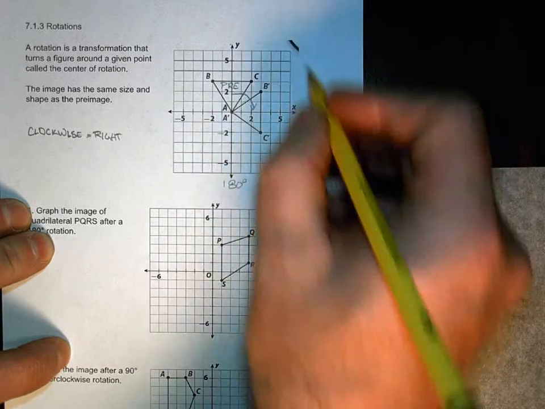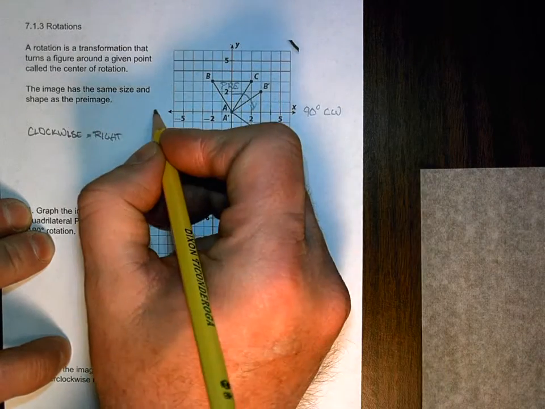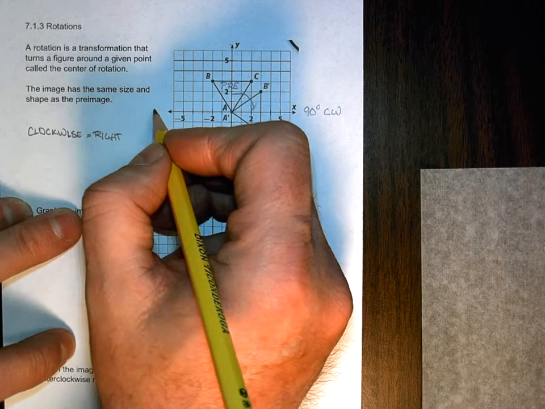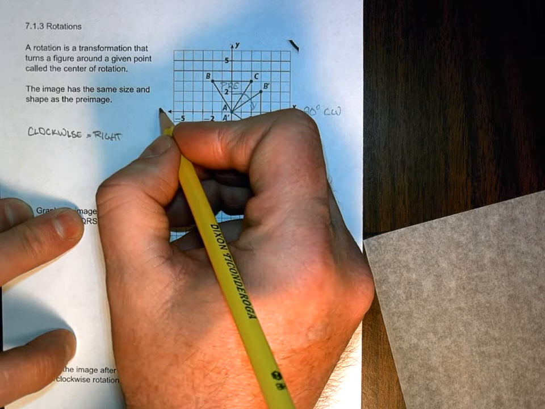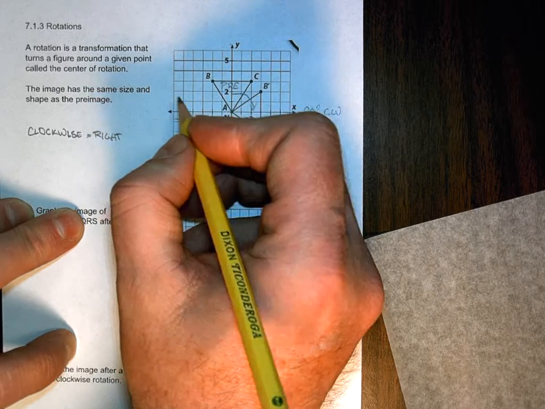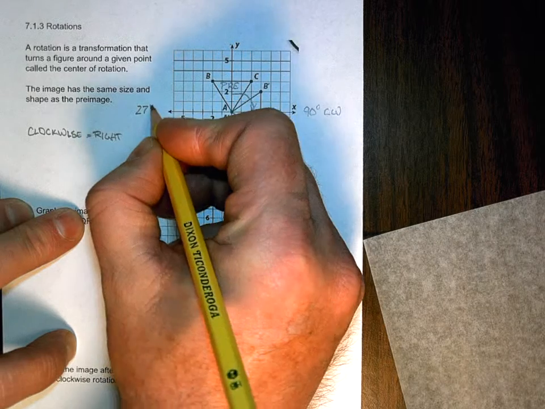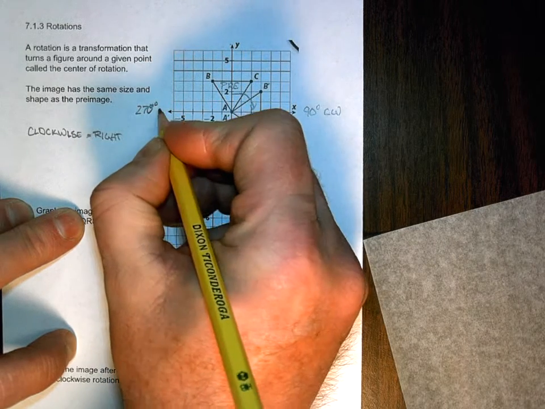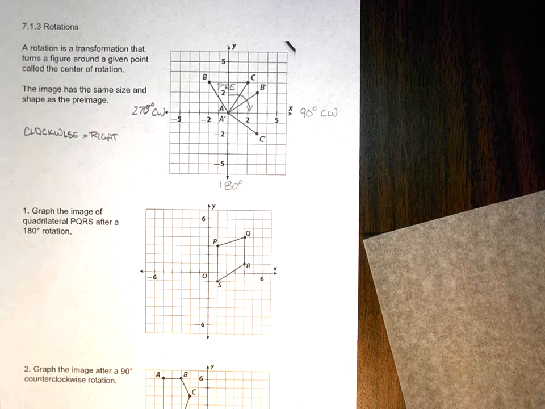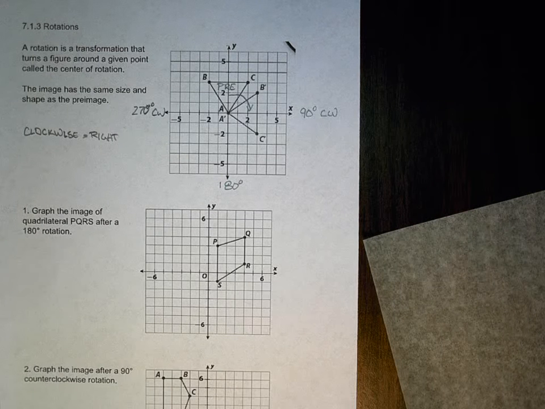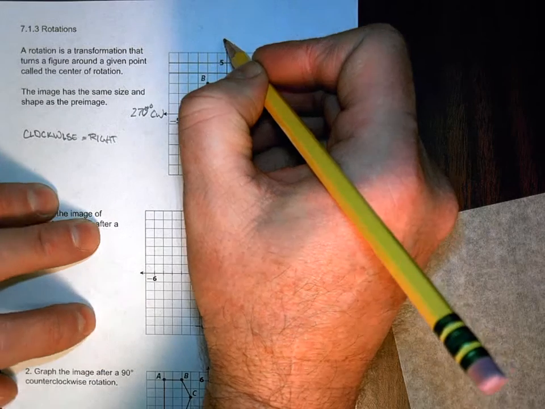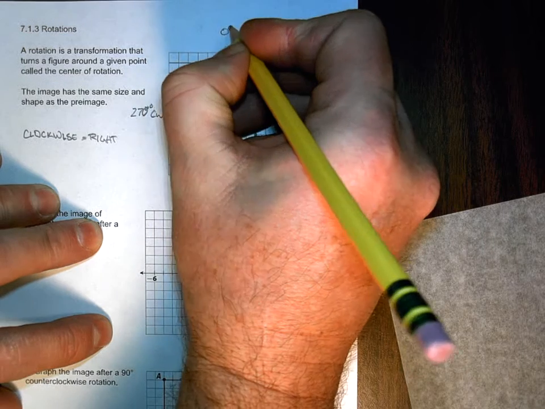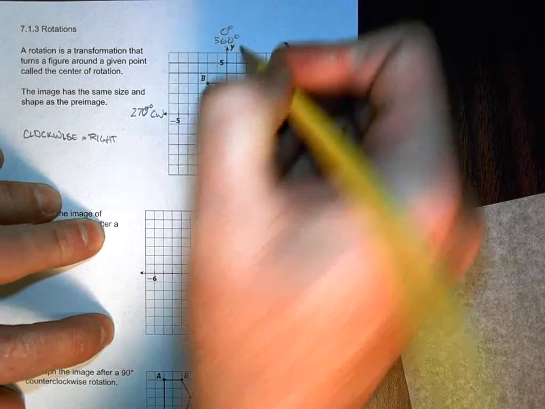If I go from here all the way around to this point, how many degrees have I gone? It's 90, 180, 270 clockwise. If I continue back to the origin, 360. I went 360 degrees. So this is either 0 or 360 degrees.